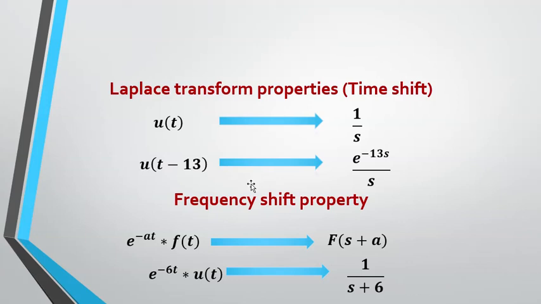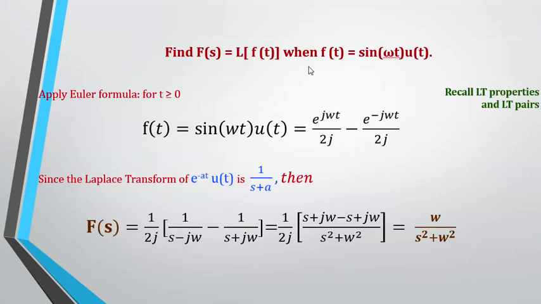These two are the most important properties that you're going to deal with a lot. And I'm going to give you an example right now to see how cool these two simple properties can help you find almost the Laplacian of any function. For example, imagine you want to find the Laplacian of sine of omega t u(t).